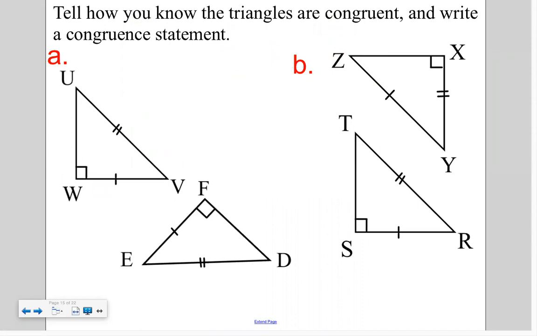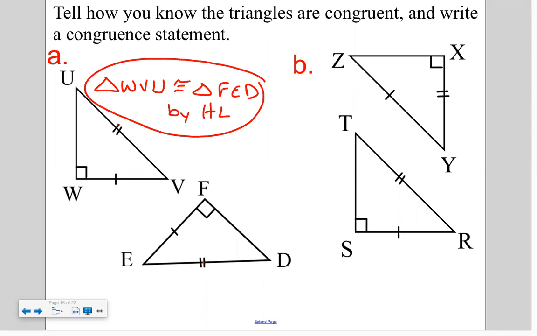All right. So this is an example here. Let's make sure that these both work. I know the one on the left works for sure because I've got hypotenuse leg. My hypotenuse is a double and the leg is a single. So triangle, let's see, let's do WBU is congruent to triangle, see, it's single, so FED by hypotenuse leg.